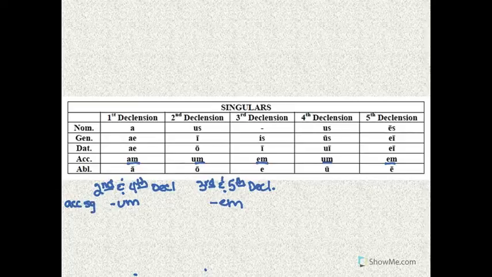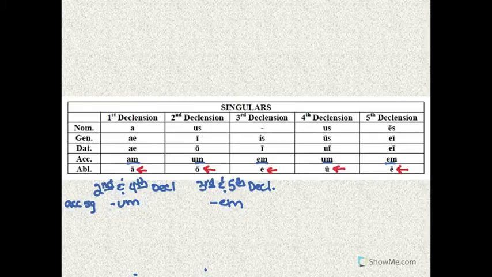The next thing that you might have noticed is that most of the ablative singular endings have just one long vowel. We have in the first declension, O for the second. We have our one exception, our one short vowel, for the third declension, then U for the fourth, and A for the fifth.